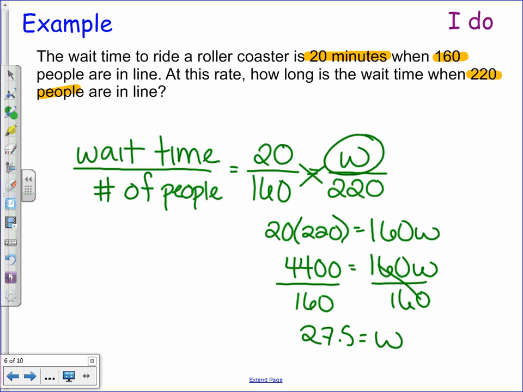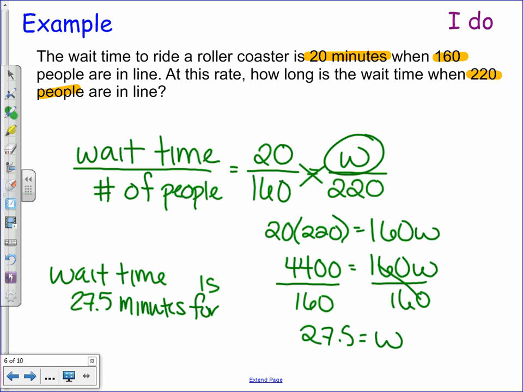And your W is 27.5. Now, when you have a word problem like this, you always want to tell exactly what that means. Well, that means that the wait time, I'm going to write it over here because I ran out of room over there, wait time is 27.5 minutes for 220 people.